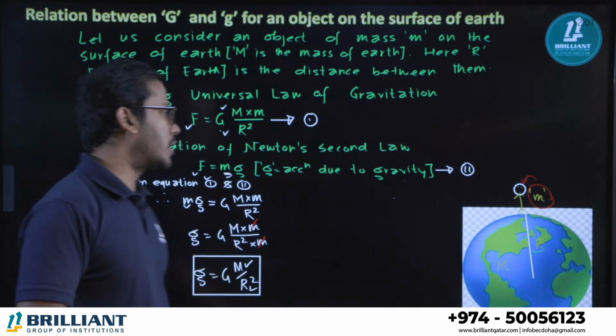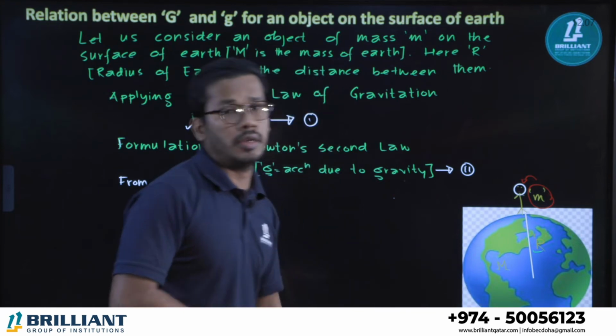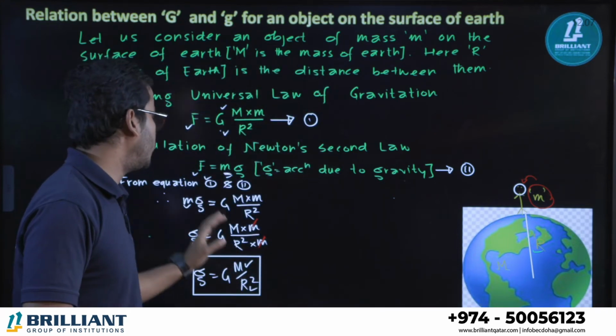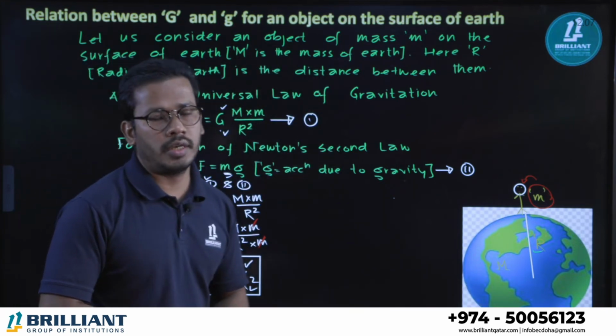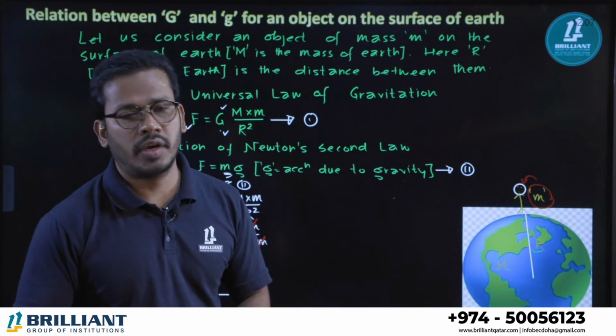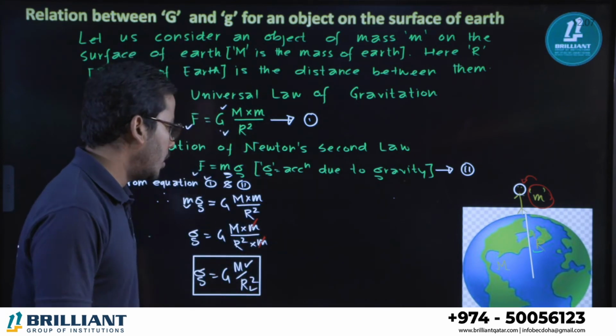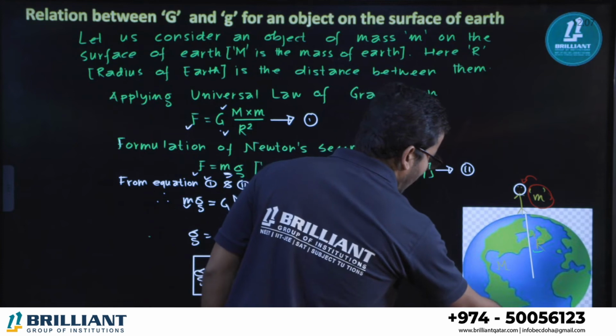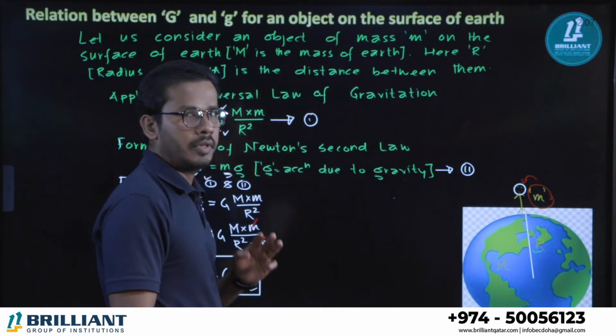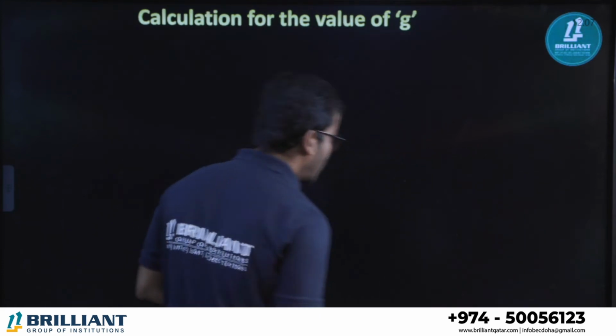You created a situation with an object on the surface of the earth. You applied the universal law of gravitation and Newton's second law. After that, you simplified to get the value for g. Okay, so the next case was how to calculate. Now this is going to give you 3 marks. Please practice it. Now what is the next one?